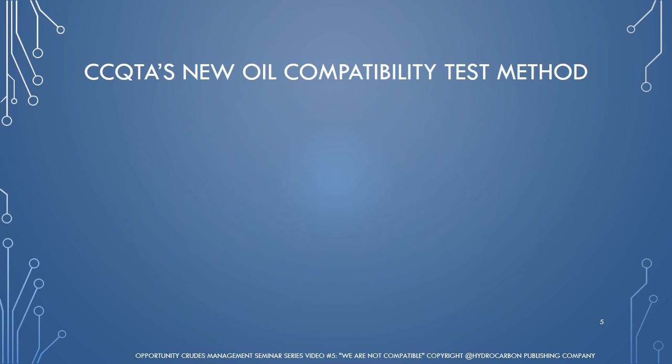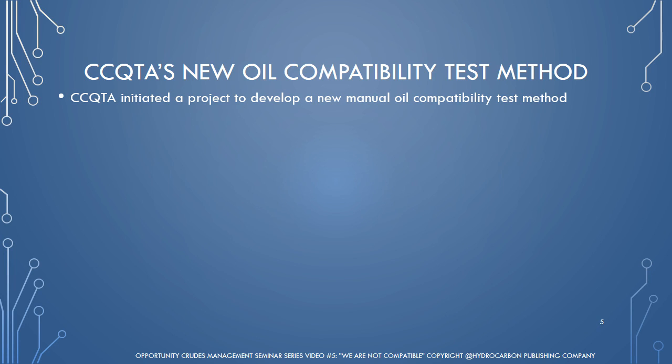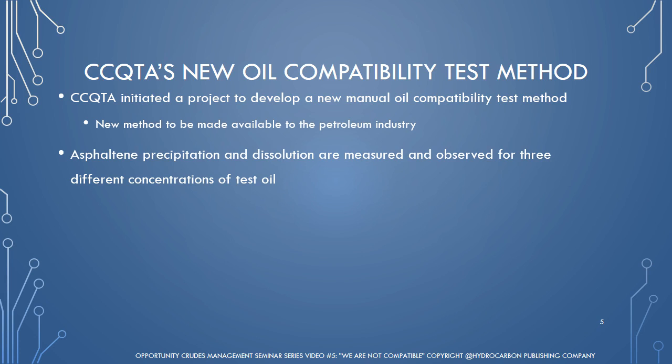The Canadian Crude Quality Technical Association, or CCQTA, initiated a project to develop a new manual oil compatibility test method that would be different from the existing manual methods, the details of which are not publicly available, and make it available to the petroleum industry. In this new method, an excess amount of heptane is added to 3 different concentrations of a test oil to precipitate asphaltenes, and subsequently enough toluene is added to dissolve the precipitated asphaltenes so that none is observed under the microscope.